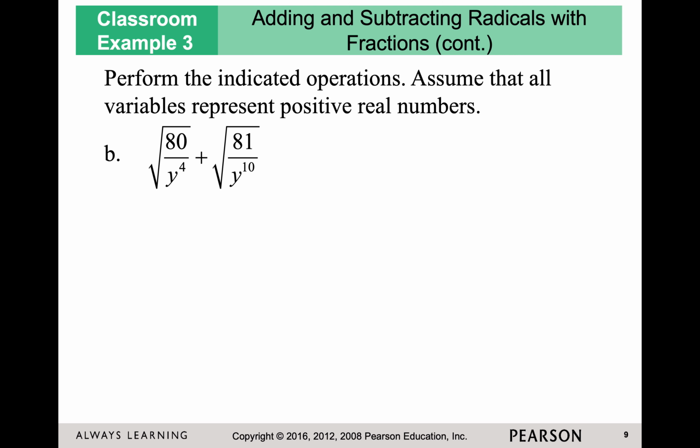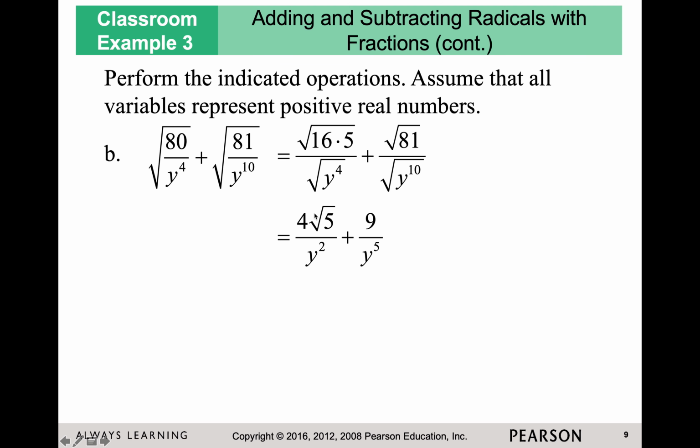Then last, I have the square root of 80 over y to the 4th, square root of 81 over y to the 10th. I'm going to break that out into perfect squares. 80 is 16 times 5. I distribute the square root to the denominator as well. The square root of 81, distributing that square root again. 4 times the square root of 5. I did 4 divided by 2, which is my index, to get 2. 10 divided by 2, which is my index, to get 5.